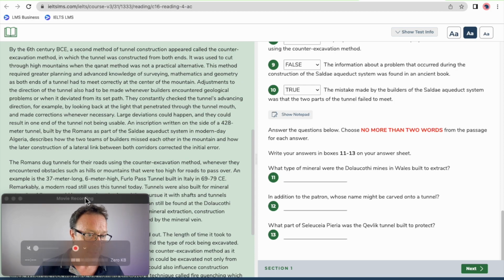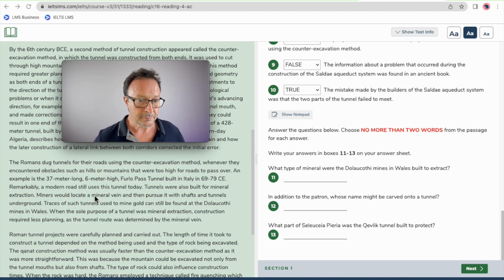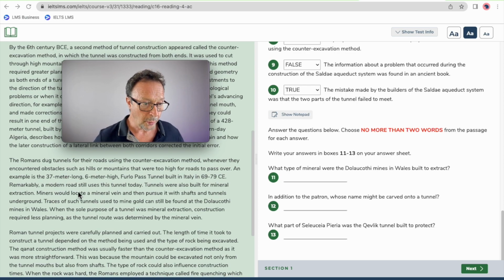Now, I'm running out of space down here, so I'm going to have to move my head. Okay, now straight away, I'm running out of time. I've done 12 minutes. I can see Dolaucothi mines here, so let's just read that bit. Traces of such tunnels used to mine gold can still be found at Dolaucothi mines in Wales. Okay, so this one is gold.